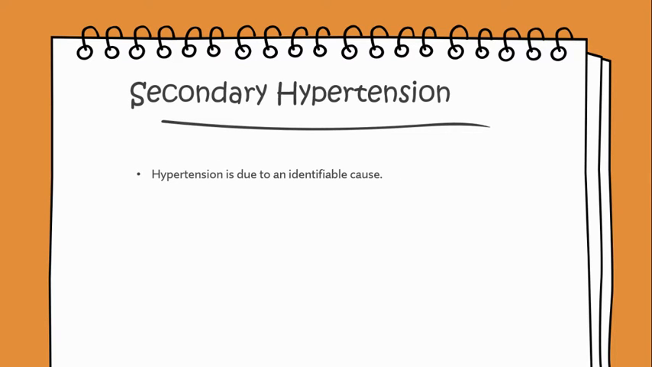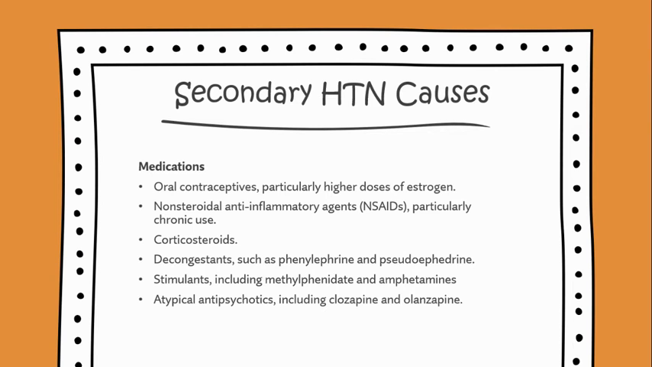Secondary hypertension is due to an identifiable cause. Secondary hypertension causes. Medications: oral contraceptives, particularly higher doses of estrogen; non-steroidal anti-inflammatory agents, particularly chronic use; corticosteroids; decongestants such as phenylephrine and pseudoephedrine; stimulants including methylphenidate and amphetamines; atypical antipsychotics, including clozapine and olanzapine.